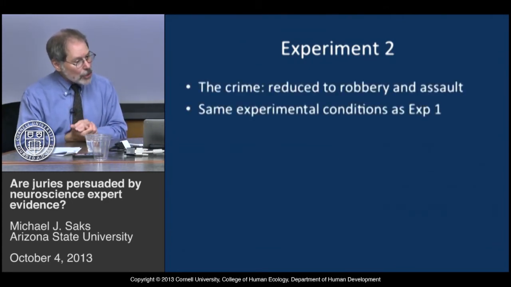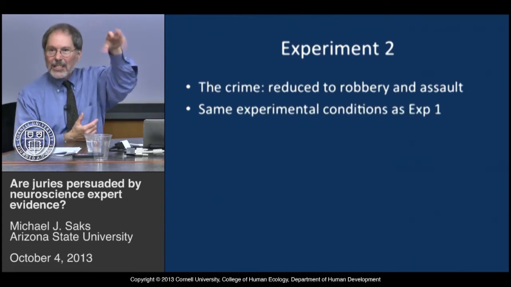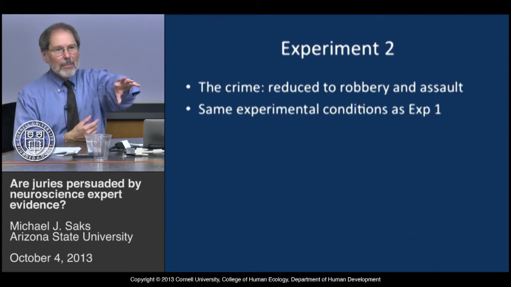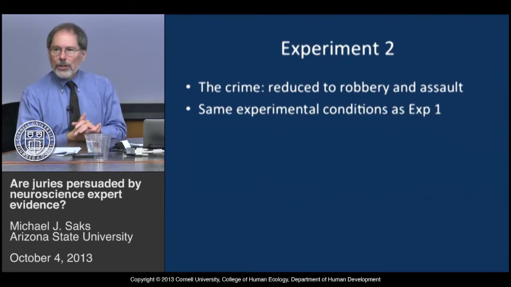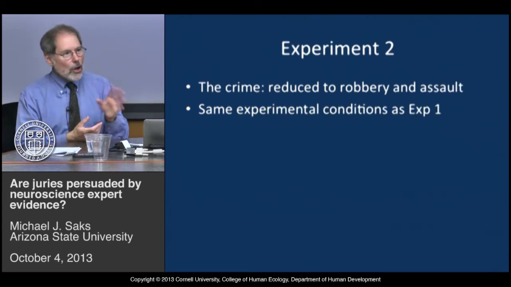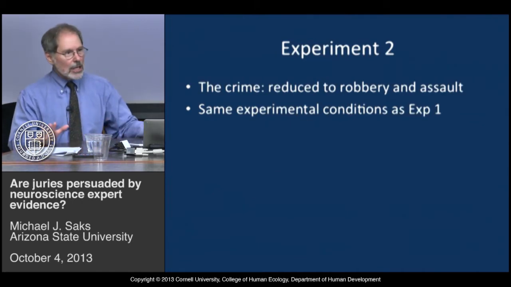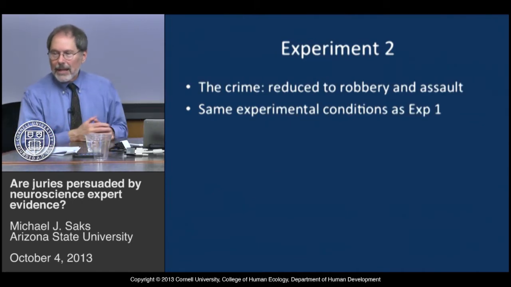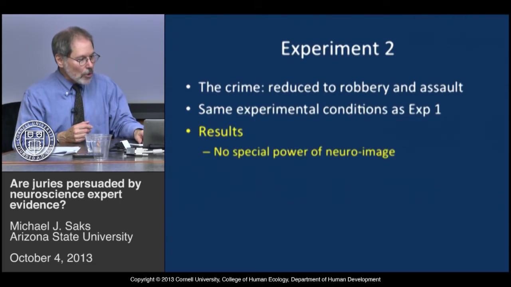Now with experiment 2, and what you'll see happening here is we start to dial down the severity of the crime. So now it's just robbery and assault. No one's getting killed. Maybe people are just so horrified or afraid that they just want this person locked up and they don't care about anything. So let's make it something less serious. Same experimental conditions, a little different crime. Results: no special power of neuroimages.